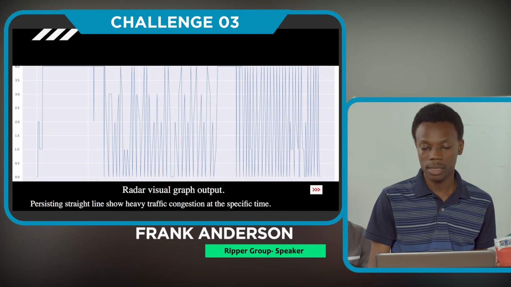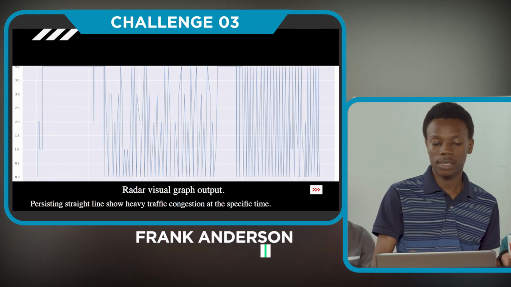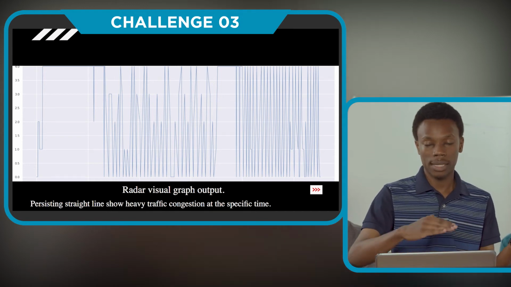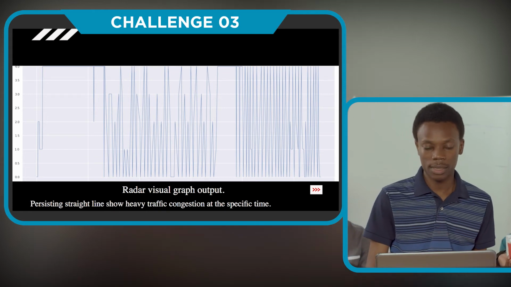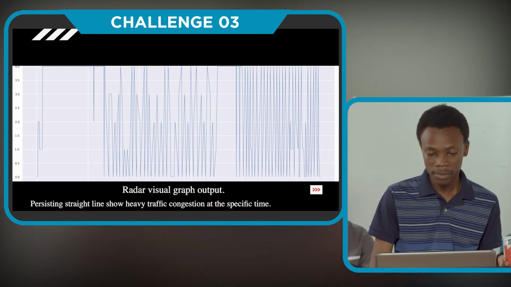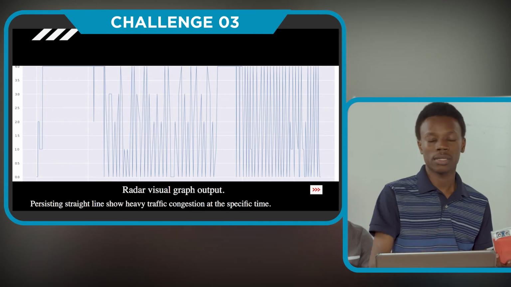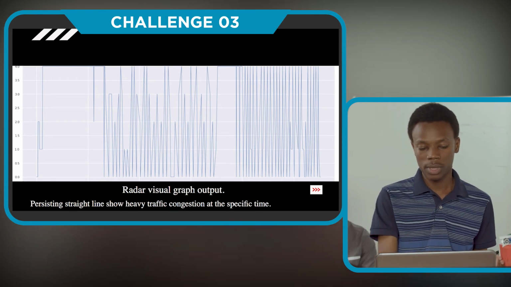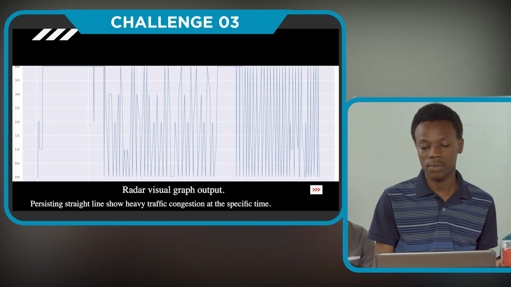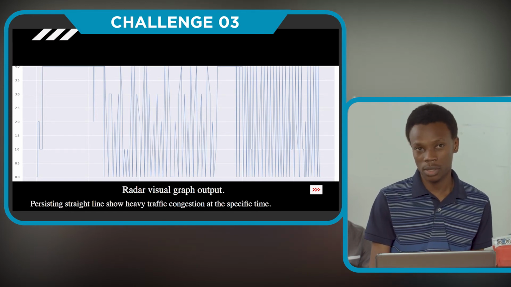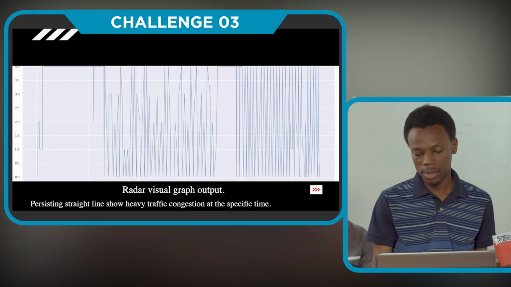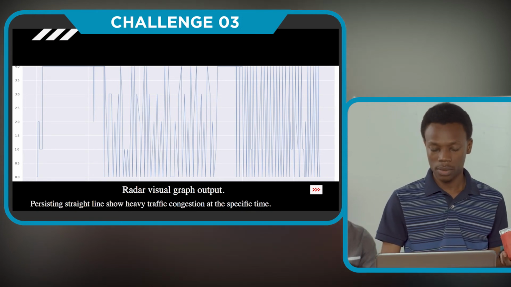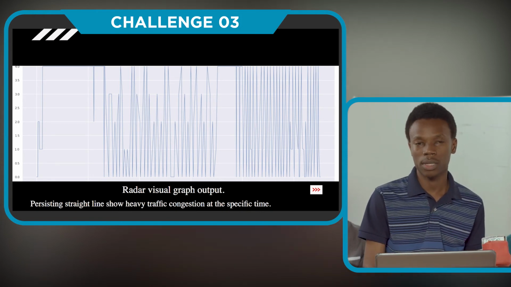By explanation, this graph depicts that when there is a persistent straight line, there is high traffic congestion. But when there is a fluctuation of these lines, there is no congestion. So the output here shows that in the morning and evening there is high traffic congestion at Chori Road, which is almost true as you refer to the condition of that road.